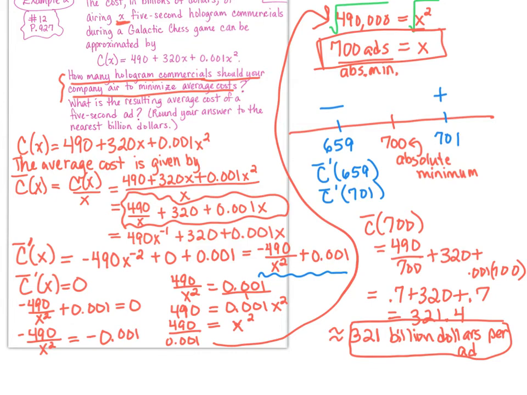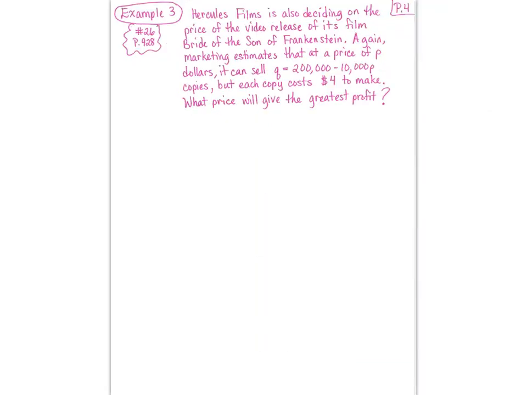One thing we should have made sure to check is whether C prime of x is ever undefined. Note that this is C prime of x. It's undefined when x equals 0. But if you're airing 0 5-second holograms, that doesn't make sense for what we're looking for. So that's why we don't have to check that here. Okay? Now, our last example.